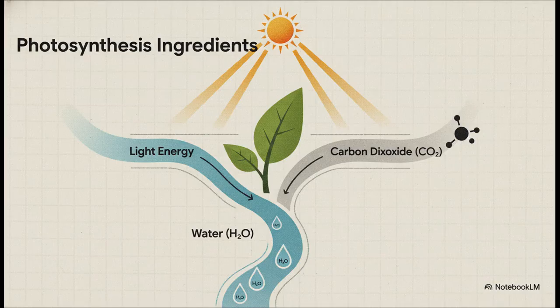And you know what's wild? The ingredients for this recipe are super simple. The plant gets water, usually up through its roots. It breathes in carbon dioxide from the air through these tiny little holes in its leaves, and then it uses the energy from sunlight to kickstart the whole reaction.